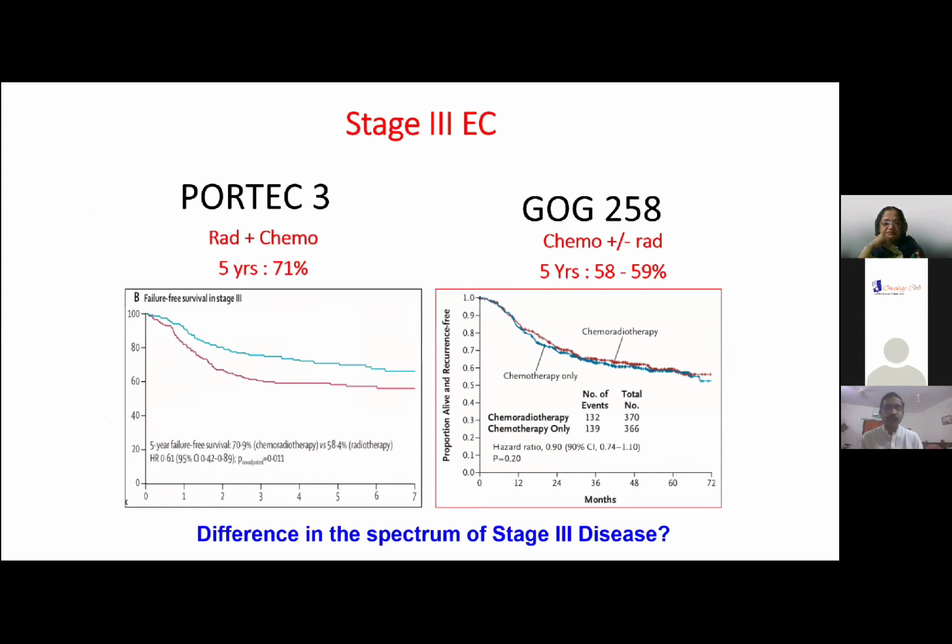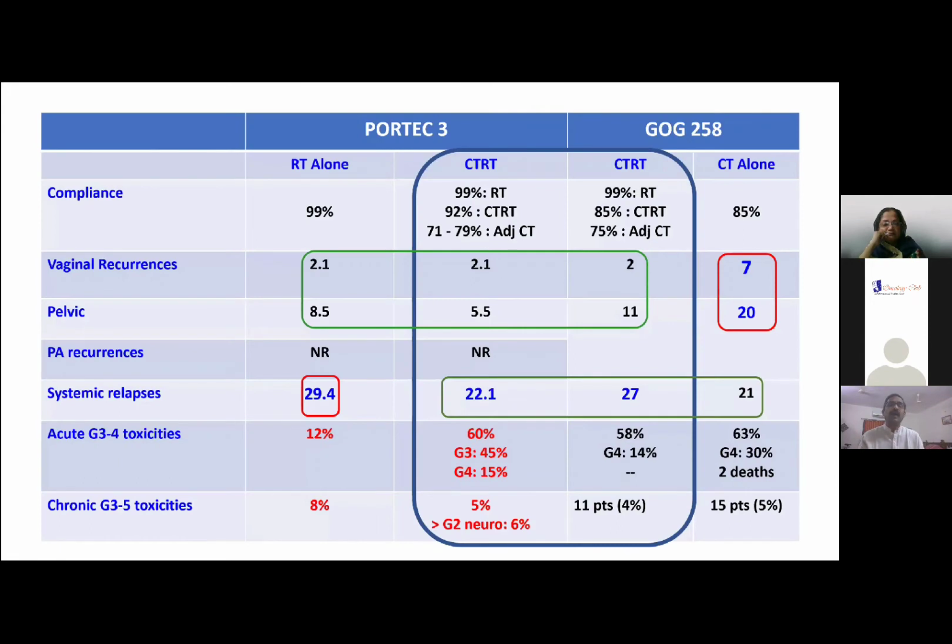And I'm not sure why there is this difference of 10% in progression-free survival or failure-free survival in a similar cohort of patients, one cohort coming from Netherlands, the other cohort coming from US. And if you go into the details, what I've highlighted in the arm 3 and 4 are the PORTEC and GOG 258, where the common arms of concomitant chemoradiation are highlighted.